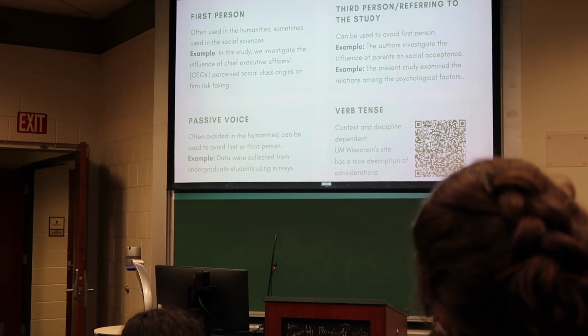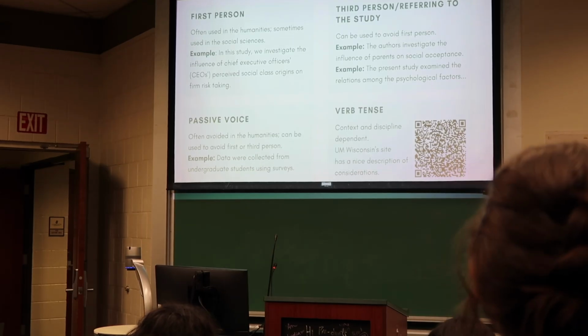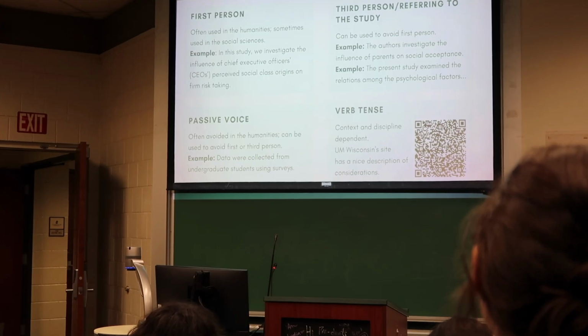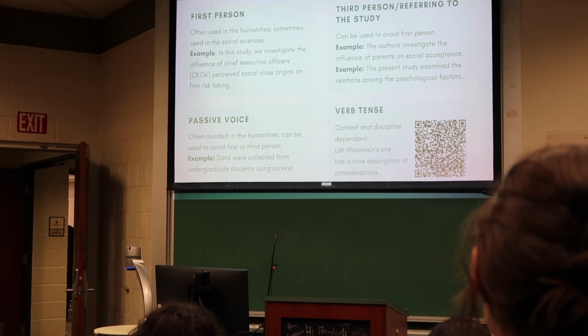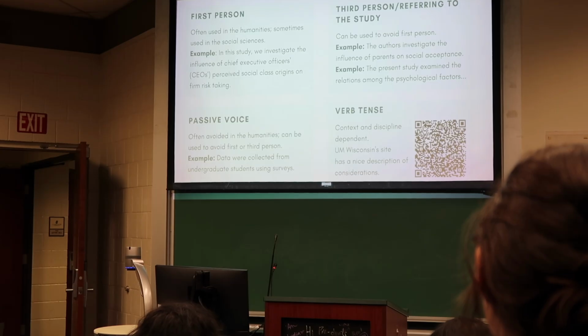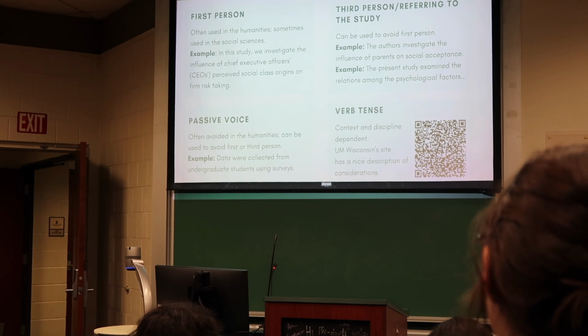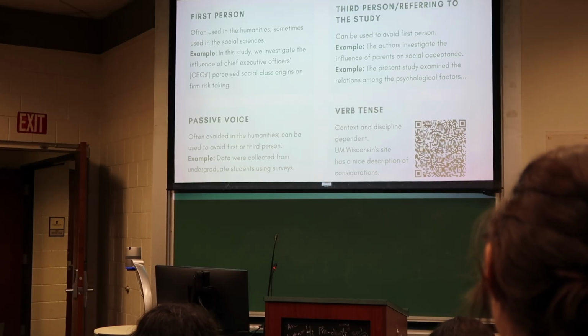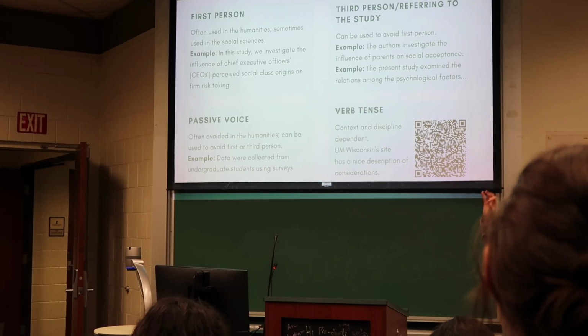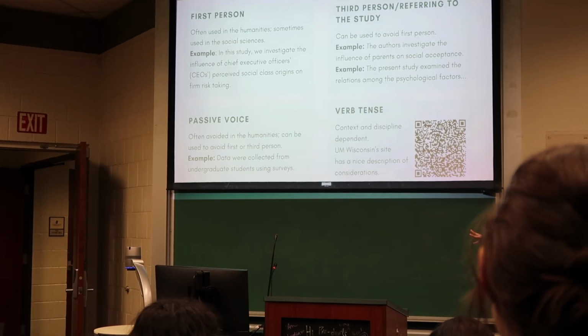So there are, I would say, 3 main ways to use pronouns or not in your writing. The first one we have is first person. This is where you're going to be using I or we. First person is often used in the humanities, sometimes used in the social sciences, often avoided in STEM fields. Okay? So if you are in a STEM field, you might very well have to avoid using I or we. Social sciences and humanities often use it. So for example, in this study, we investigate the influence of chief executive officers' perceived social class origins on firm risk-taking. We clearly see there is a we, it is the researchers, and the researchers are doing the research. There's an action verb. The action verb is investigate. Okay.